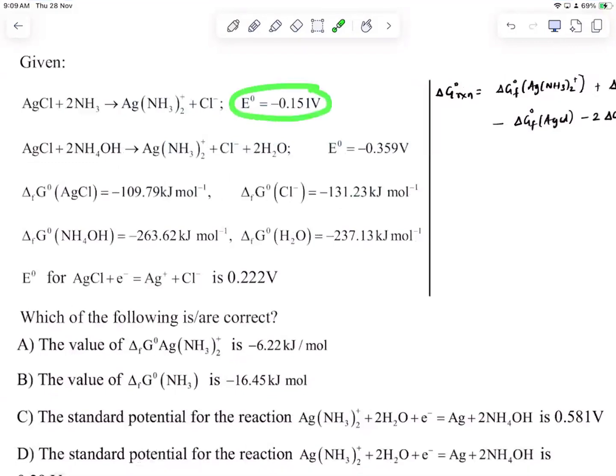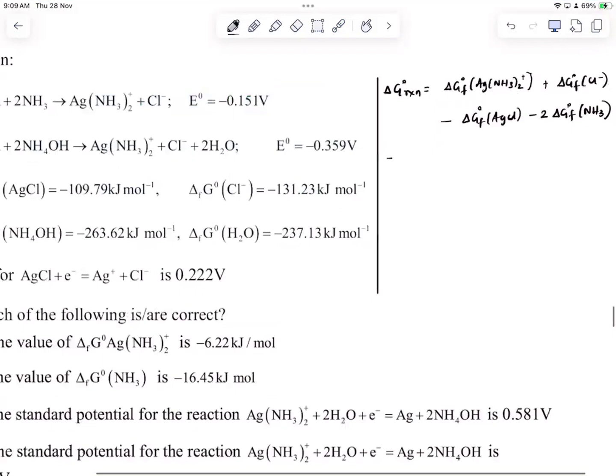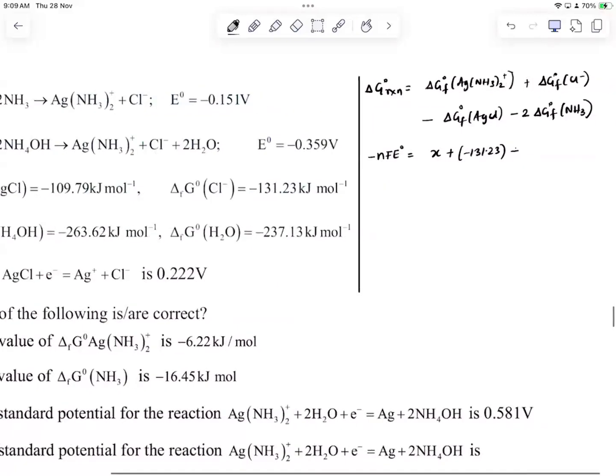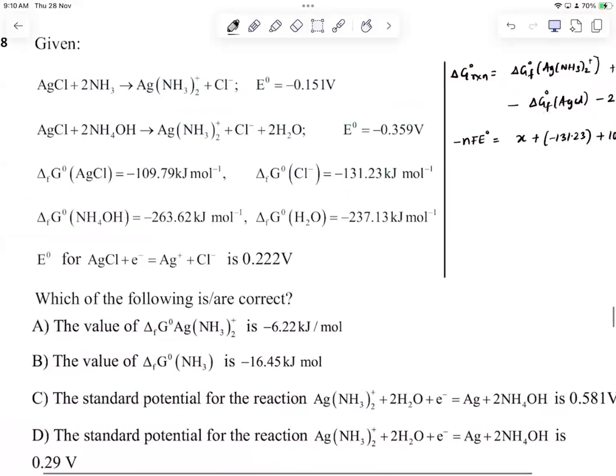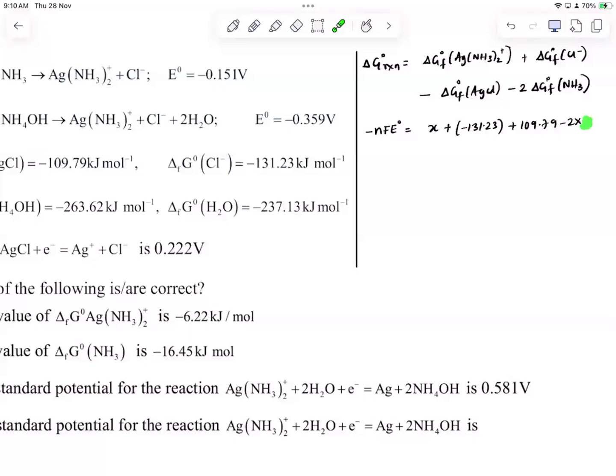Since the E naught value is given to us, I can write delta G naught value as minus nFE naught, which is equal to X, that's what we need to find, plus the Cl value given as minus 131.23, and minus of AgCl formation will become plus 109.79, and minus 2 times of ammonia form. I think the ammonia form, we can find out from these two pieces of information. Let me put this as Y for now. I'll show you how we can find out. Okay? Like this, Y for now.